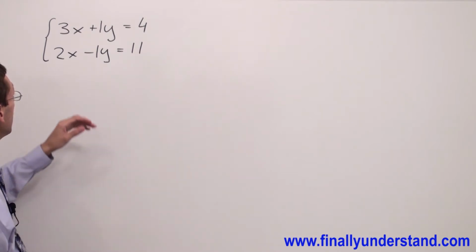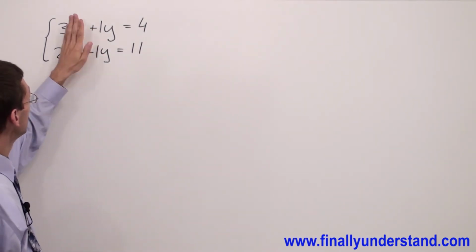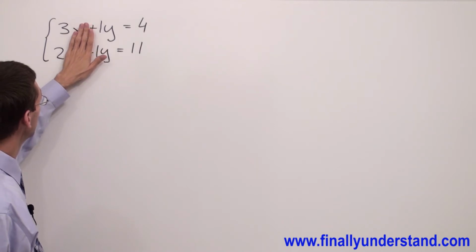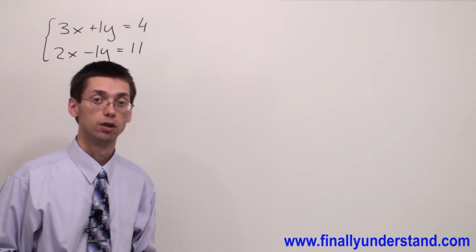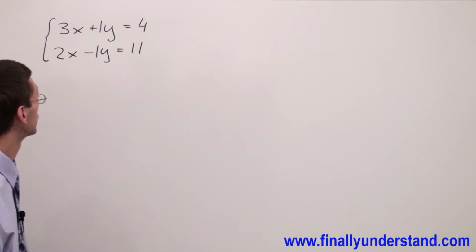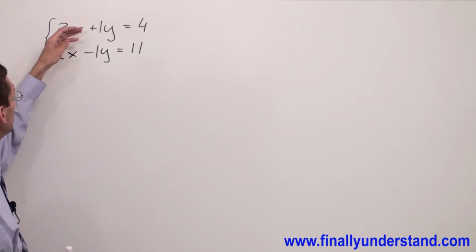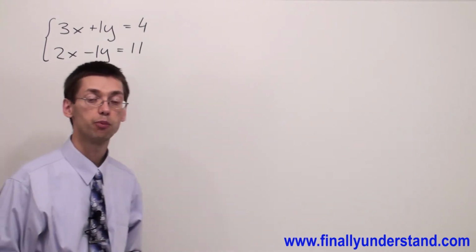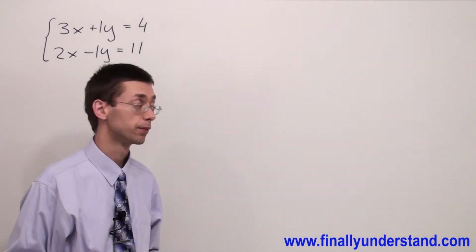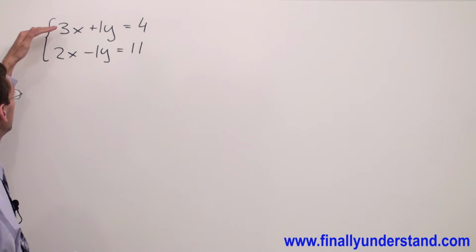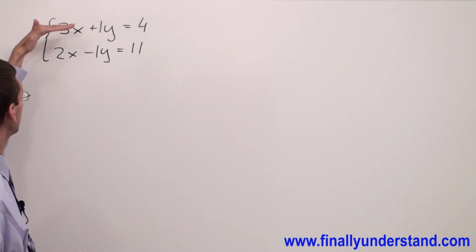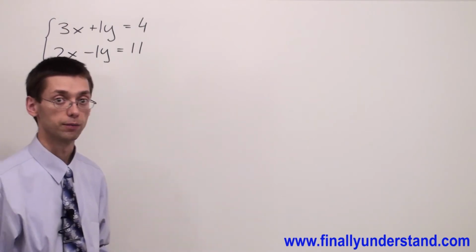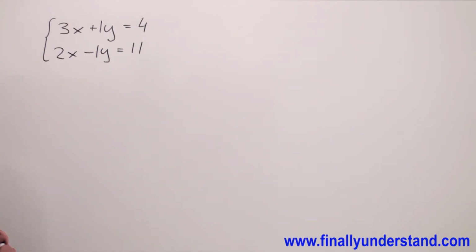Now, anytime you have the same numerical value, don't look at the signs at this moment. We have 1 and 1, so this is a very good situation. And if we have different signs, we can perform addition. We can perform addition by adding the top equation to the bottom one. Now let's take a look at what will happen.